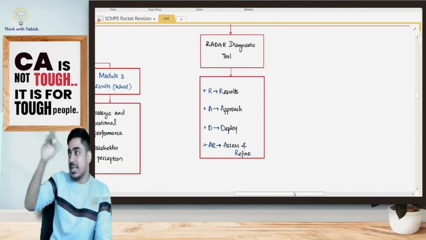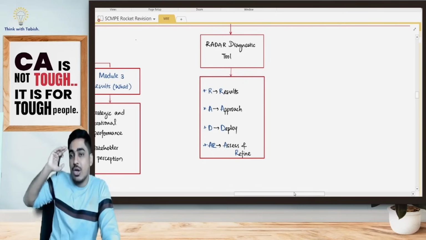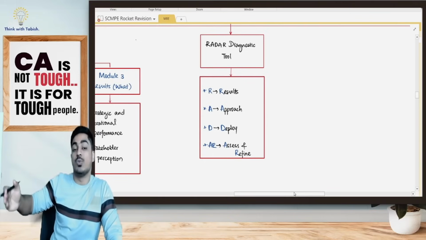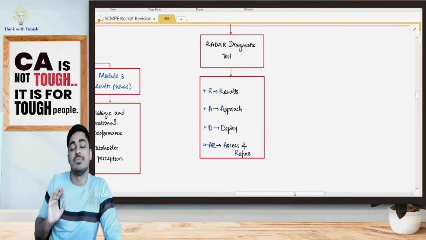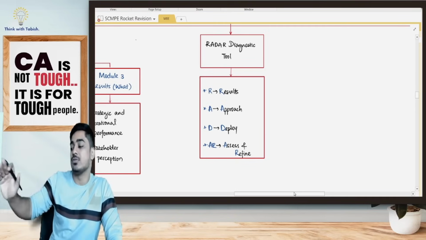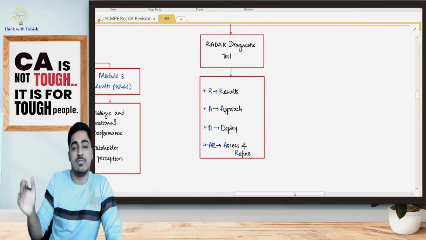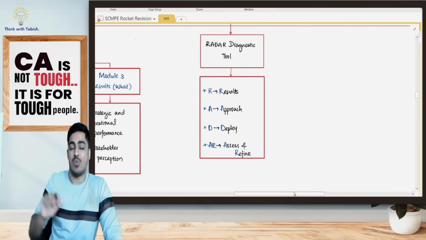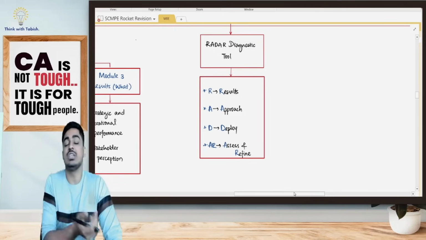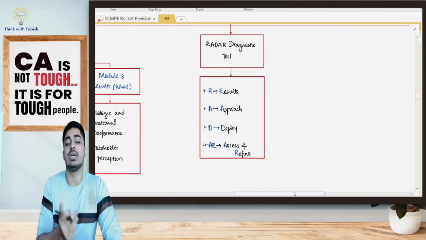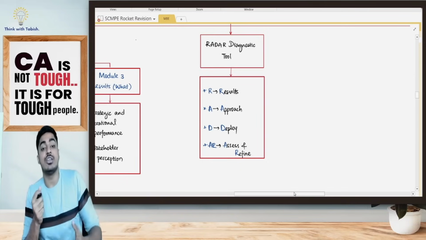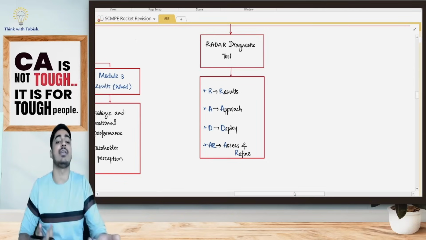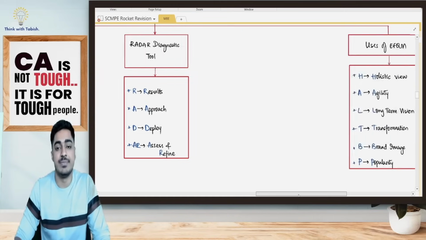Here we are going from the last, coming back. What is the result that we want to achieve? If you want to achieve this result, what is the approach that we have to follow? Say, for example, I want to clear CA final. So what is the approach? Three times revision, conceptual study, three mocks. Approach. Now deploy. Now actually do that. Actually study, actually give your mock test. Deploy. And then if any changes are needed, or you're not achieving your plan, assess and refine. Is it clear, everyone?